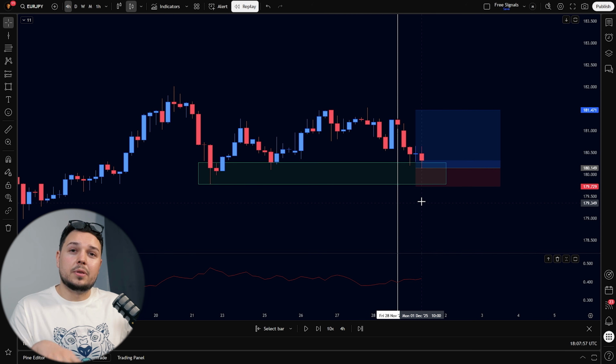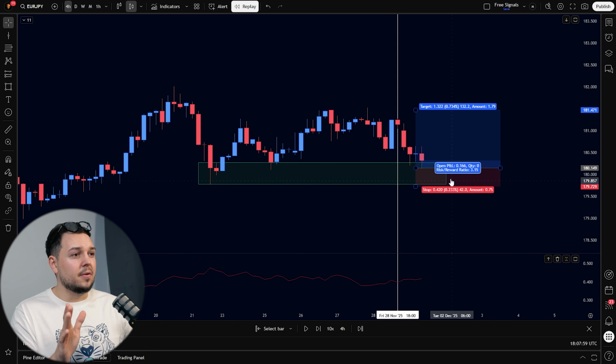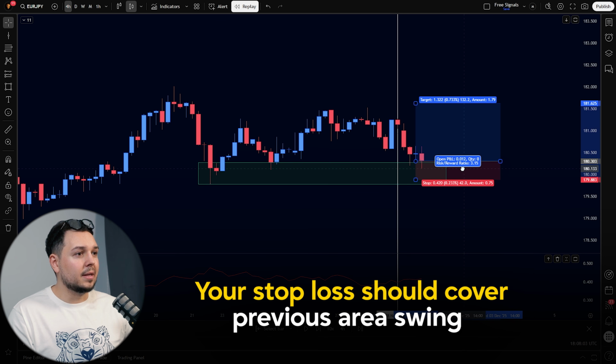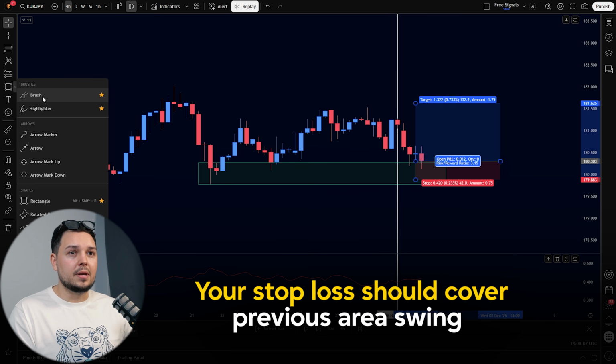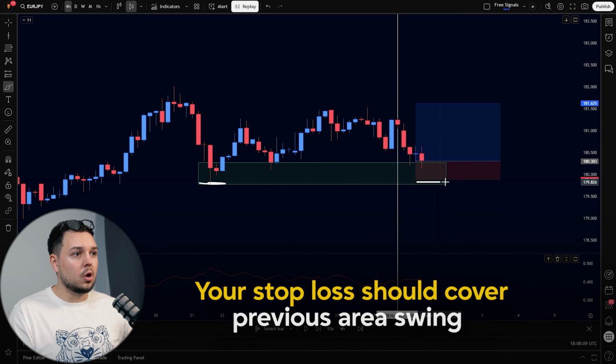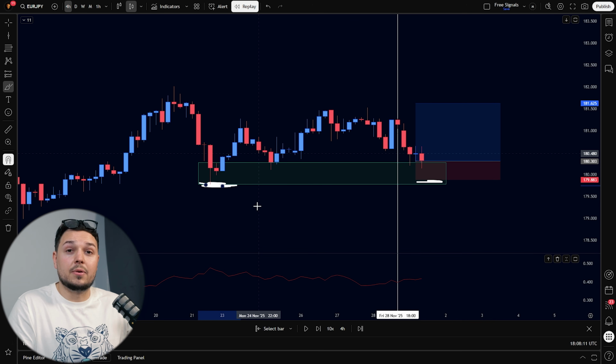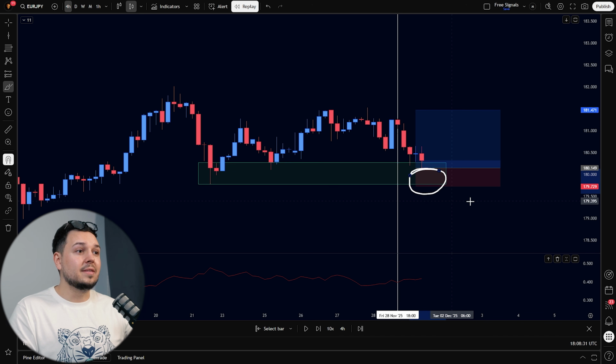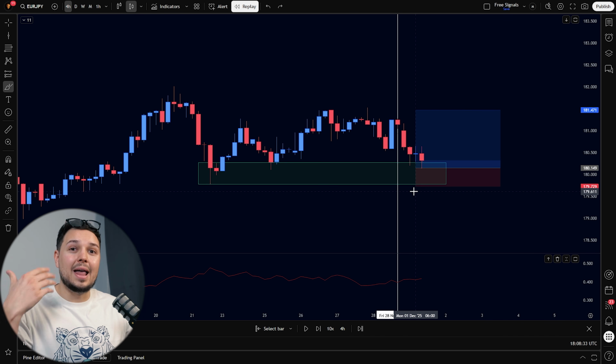For the perfect stop loss placement and the perfect entry in this case, we cannot just have it like that, where the market is not covering the previous area swing, right? Stop loss over here is not covering the swing low. We cannot enter the trade. You want to cover that with your stop loss. Once that is covered, you are allowed to trade.